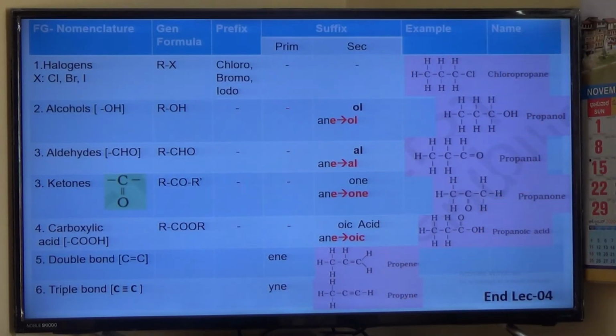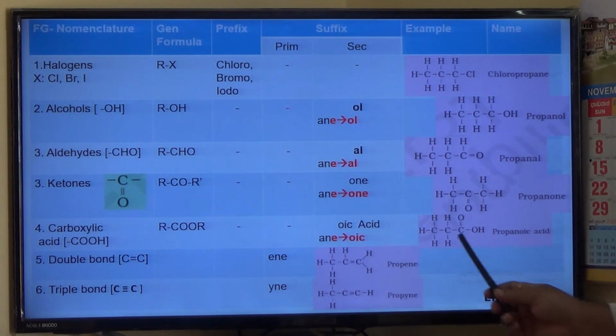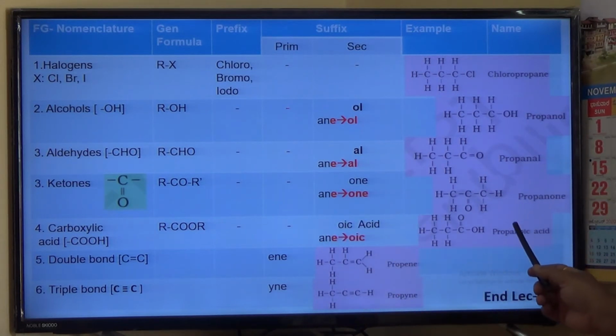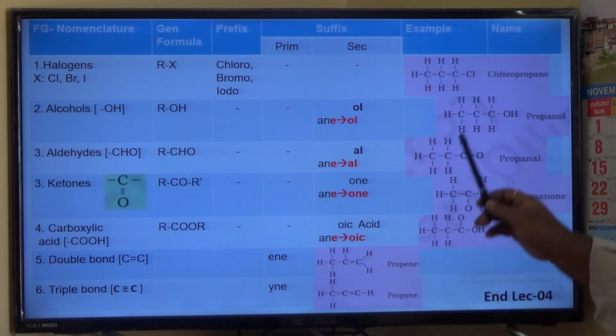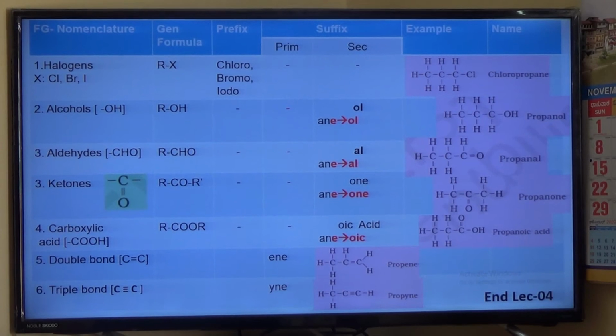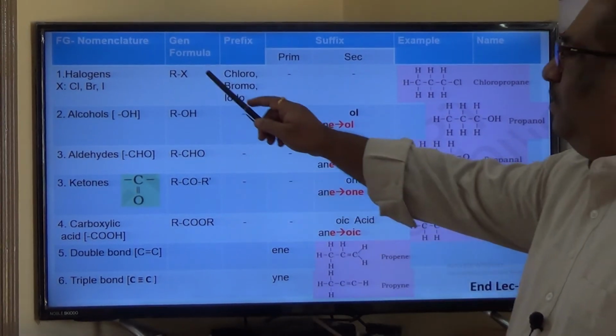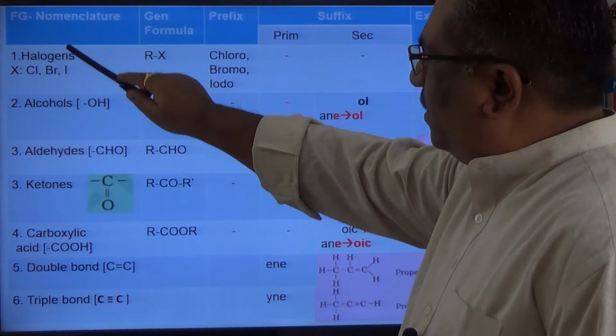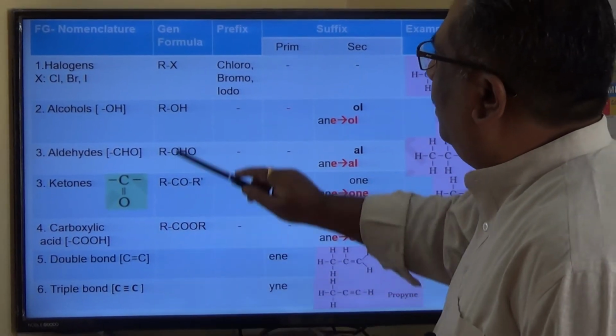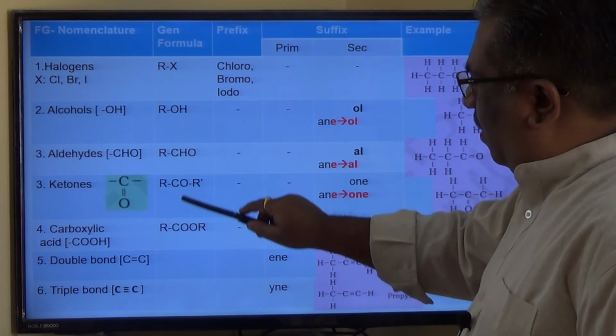Please listen very carefully, and I hope this screen is perfectly visible to you, because every detail is most important in this slide. It is very important. Now, here I'll explain the columns. These are all the functional groups, and this column gives the general formula of the functional group.